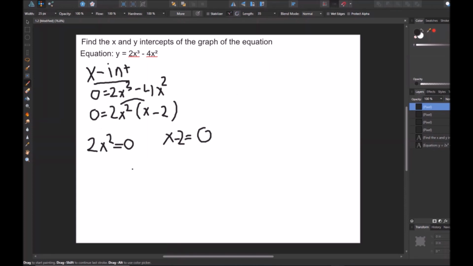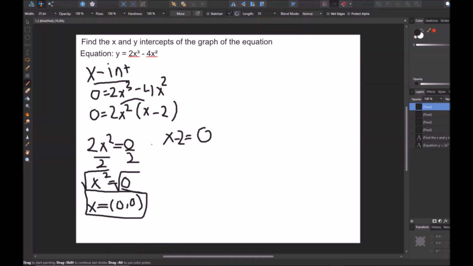For 2x squared equals 0, we're going to divide by 2. So 0 divided by 2 is 0. So we have x squared equals 0. And in order to get rid of the squared, we do the square root. So the square root of 0 is 0. So we're left with x equals 0, comma 0. That's one x-intercept, but that's not all of them. We have this one right here, x minus 2 equals 0. For this one, we just add 2, and we have x equals 2, comma 0. That's another x-intercept.